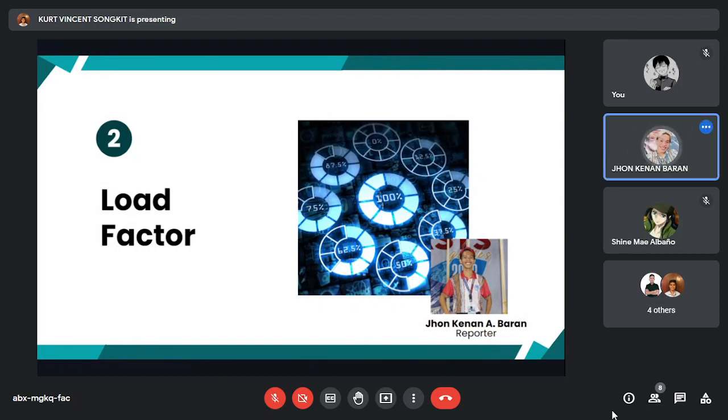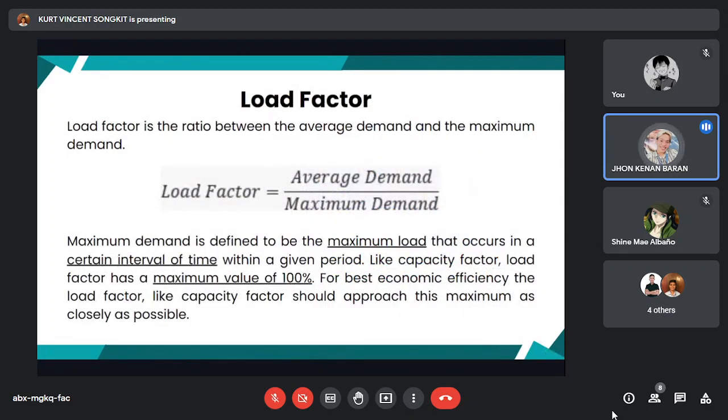Load factor. Load factor is the ratio between the average demand and the maximum demand. Therefore, its equation is: load factor is equal to average demand divided by the maximum demand. Maximum demand is defined to be the maximum load that occurs in a certain interval of time within a given period. Like capacity factor, load factor has a maximum value of 100%.